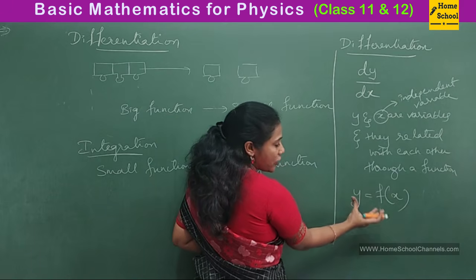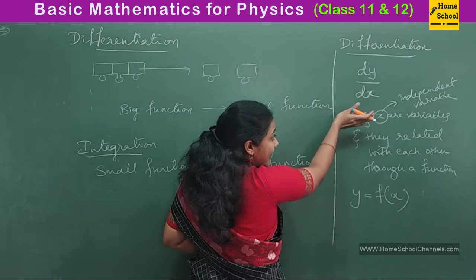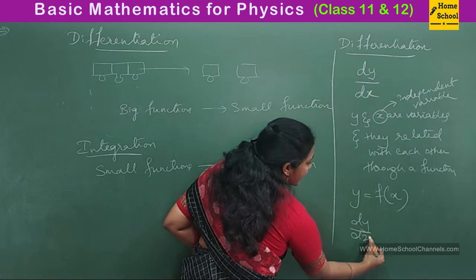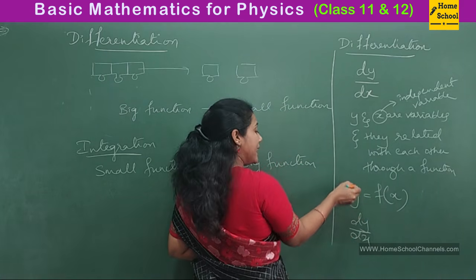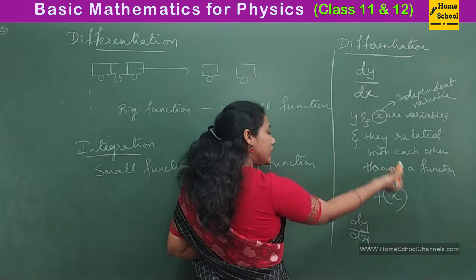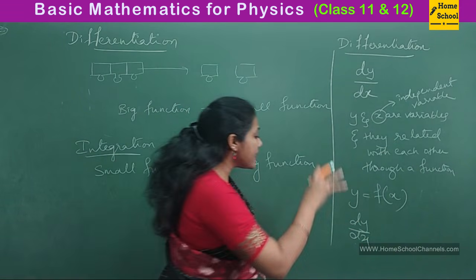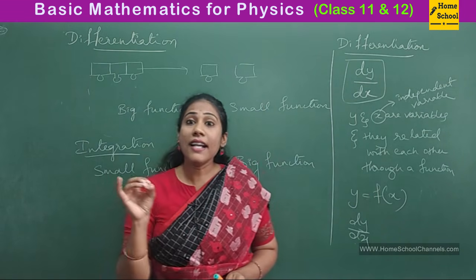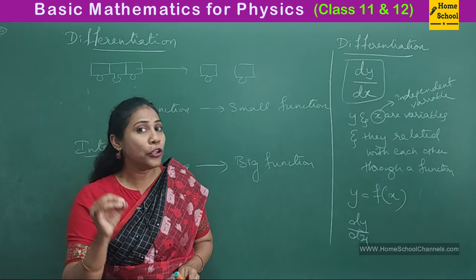This is what a small function is. In terms of differentiation, we can write this as dy by dx. So what do you mean by y is equal to f of x? You can represent this as dy by dx, where y and x are both variables related to each other through some function. This is the way we represent differentiation. There are certain formulas that you have to understand in differentiation. Let us go to the formulas.